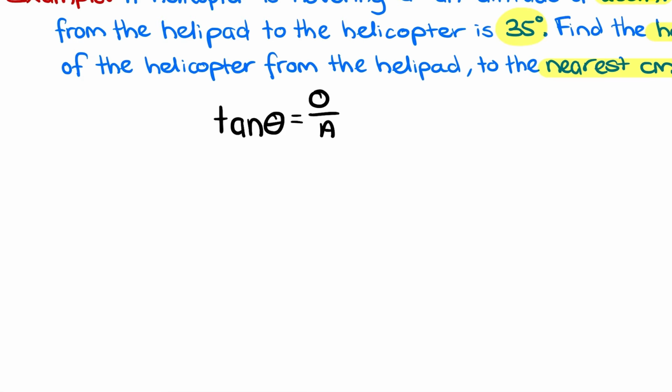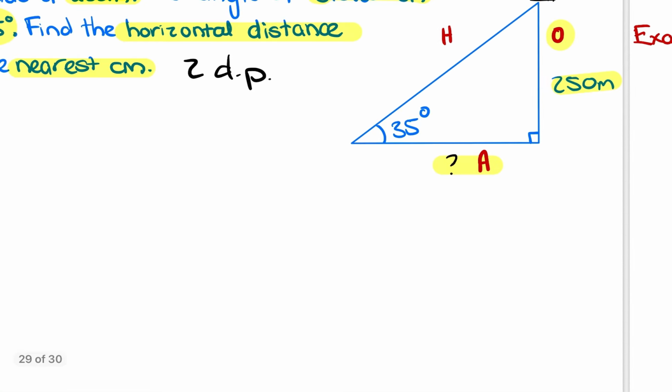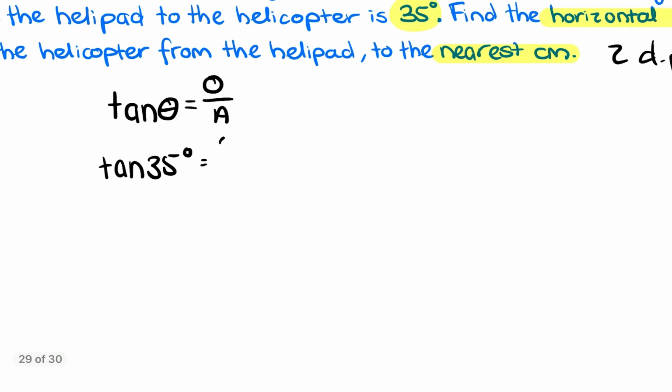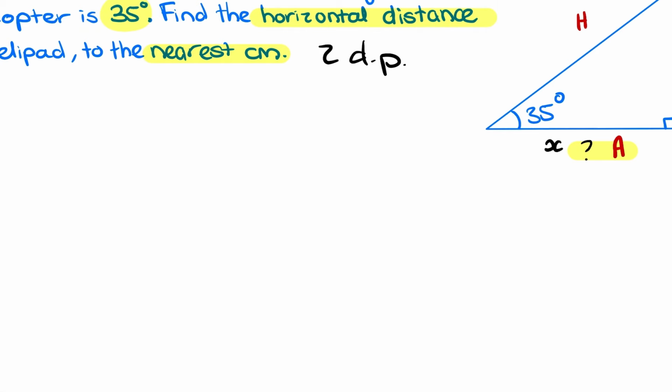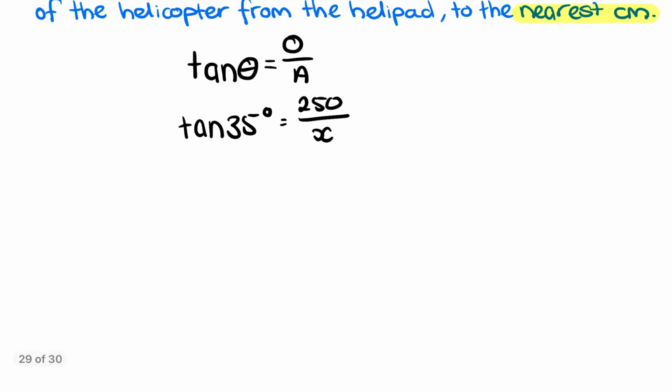So we're going to be using our tan ratio, and then we substitute in the information we know. We know it is 35 degrees, and we know our O is 250 meters. And then our A is unknown. I'm going to make that X. Then I'm going to start my solving process. I'm going to get rid of this X down the bottom and move it to the other side by multiplying. So we get X times tan of 35 equals 250.